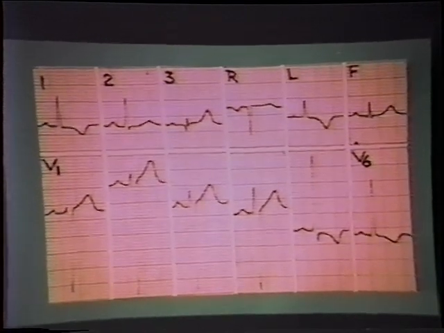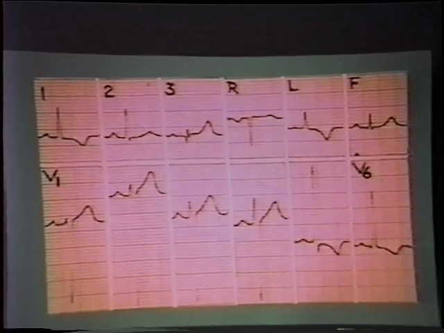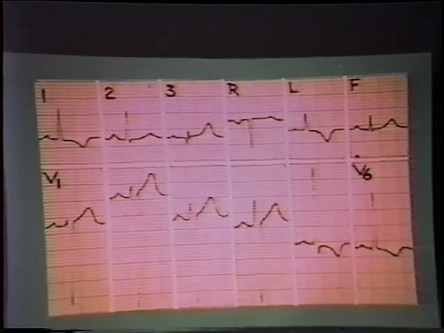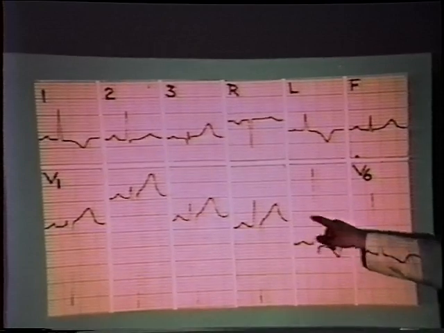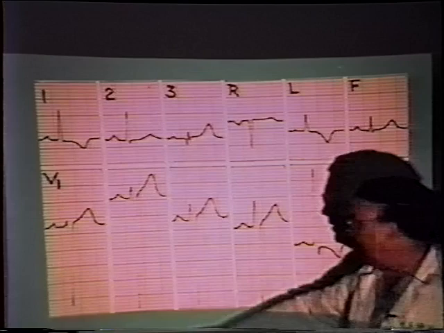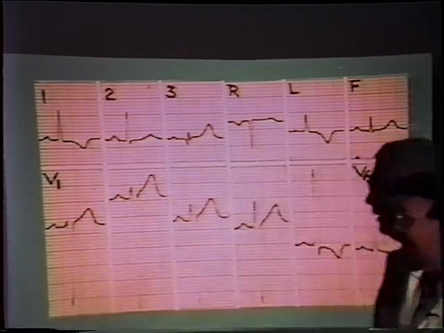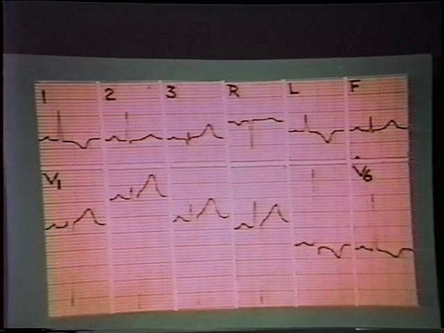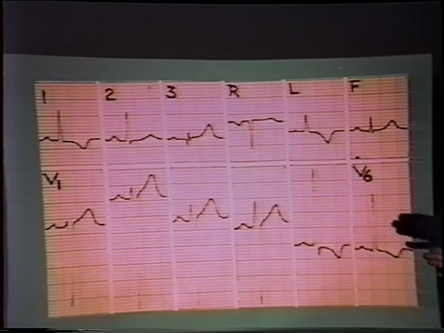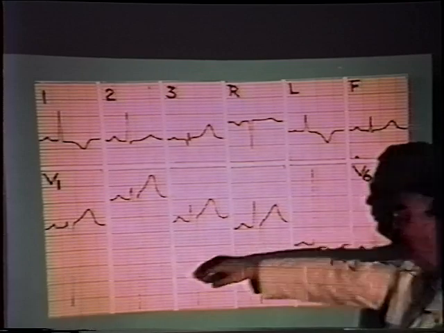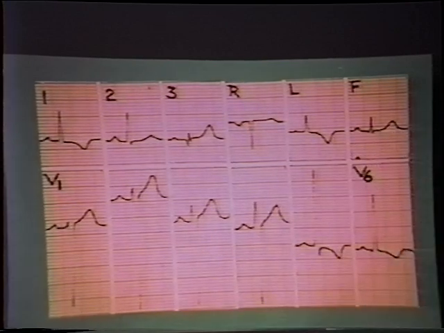Now let's look at this one. We see this guy has generous voltage here. In fact, V5 is 1, 2, 3, 4.5 big blocks, and V1 is about 4.5 big blocks. Greater than 7 big blocks, greater than 35 millimeters. So that's LVH. LVH, V5 and V1, that's all we're looking at, LVH.